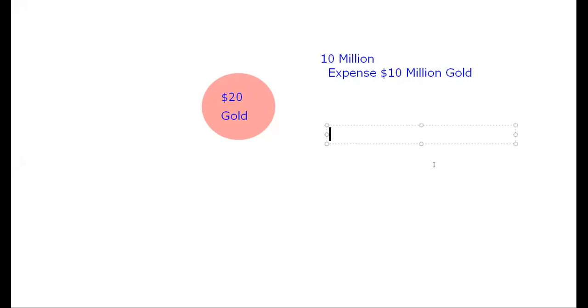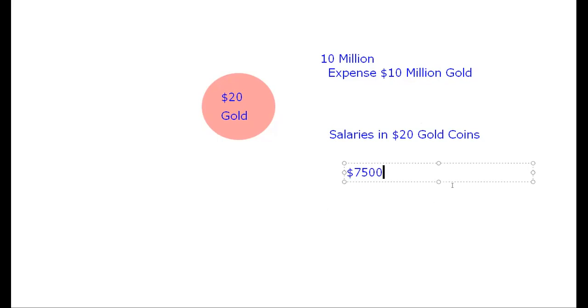So to the IRS, think about this. It paid out their salaries in $20 increments, $20 gold coins. So let's say your profit that year was $7,500. That's what we figured it out to be for your share or whatever. So how many gold coins would that be? 20 goes into 7,500 how many times?